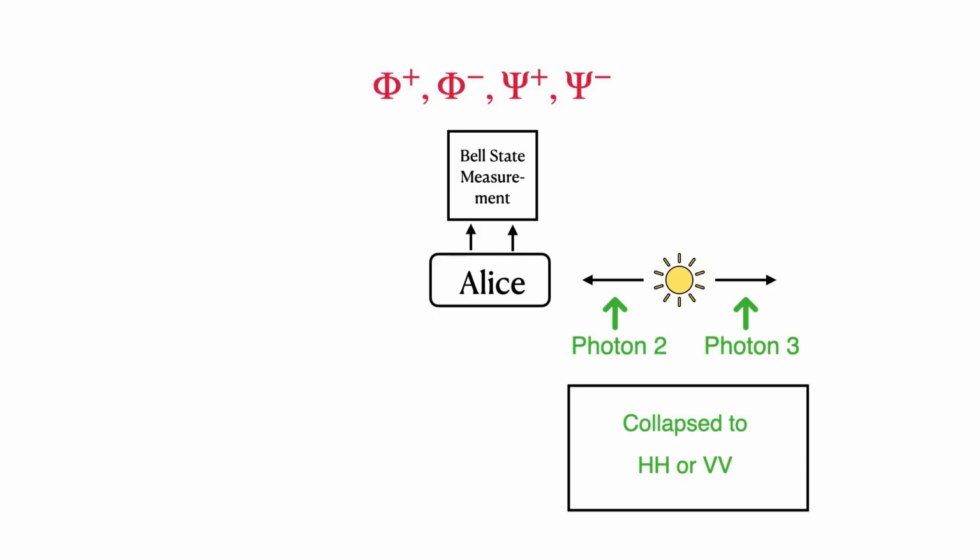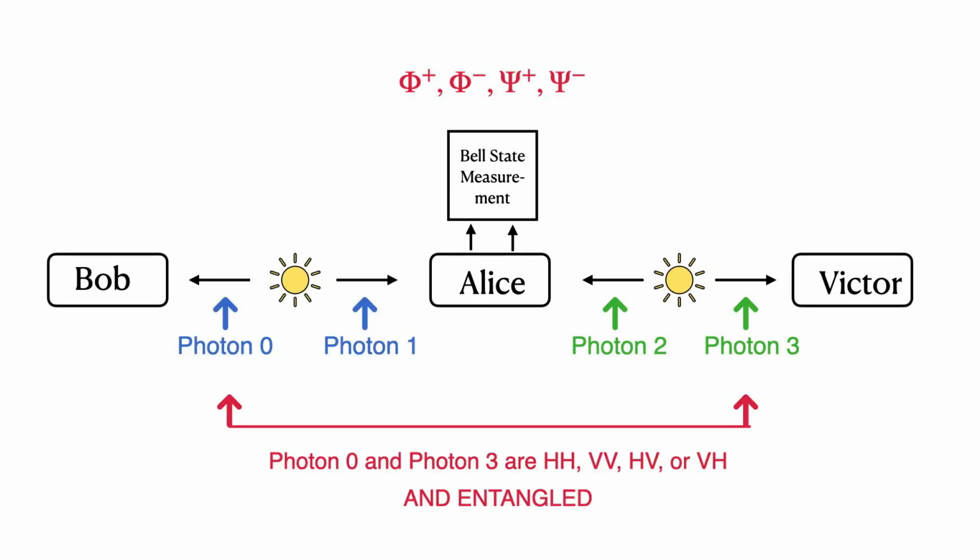Also, when she measures photon 2, that collapses the state of photon 3 to being either horizontal or vertical to match photon 2. So now you see that photon 0 and photon 3 are either both horizontal or both vertical, or one horizontal and one vertical. And beyond that, these 2 are entangled. It's not just that they match, they have all the properties of entanglement that you've probably seen in previous videos, and they can do anything that the original pairs of entangled photons did.